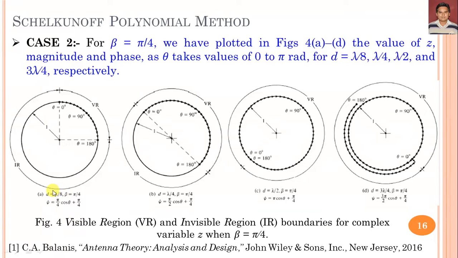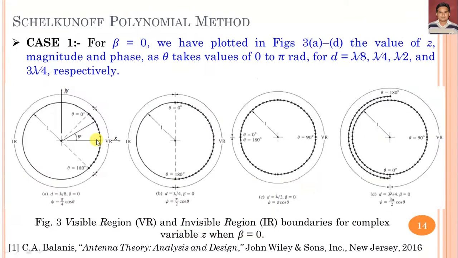Again we can calculate, beta is equal to pi by 4 given, then we can calculate the value of psi by this expression, and we are taking different values of theta which lie between 0 to pi, then we can calculate the angle psi. And here you can see this is theta equal to 0 and theta equal to 180 degrees.